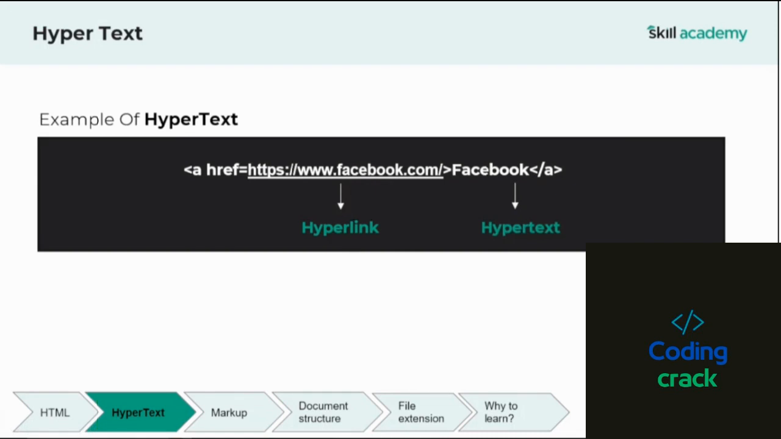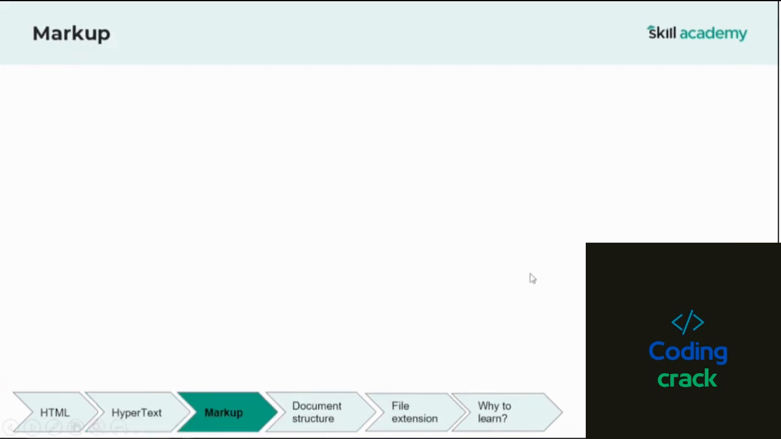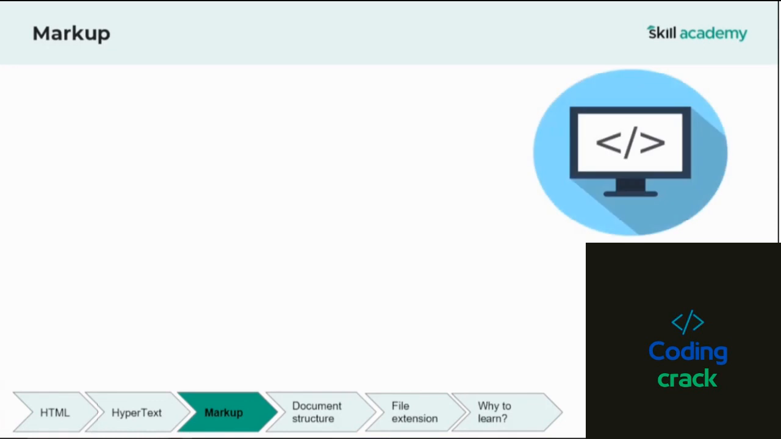I hope it is clear. Hypertext is nothing but a word which contains a link to another website. So the moment we click on Facebook, we are redirected to the website facebook.com. This link is known as a hyperlink, and this text or word is known as hypertext. Now we are going to understand markup. What do you mean by markup?